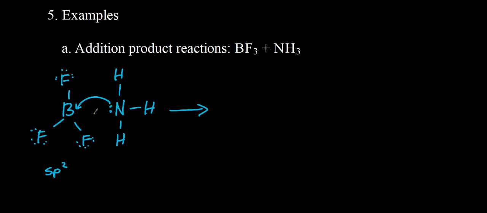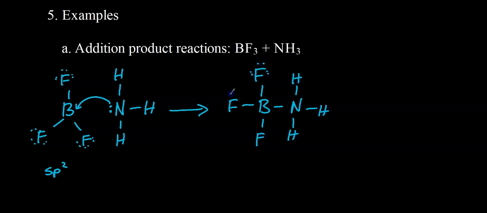So let's draw the structural formula for the product. So now the boron and nitrogen are bonded to each other. And so we end up with a molecule that looks like that. So again, this pair of electrons came from here. There's actually a name for this situation where the bond forms when one atom or molecule donates both electrons to the pair. Usually it's one electron from one atom, one electron from another, and they share that pair of electrons. In this case it is different.